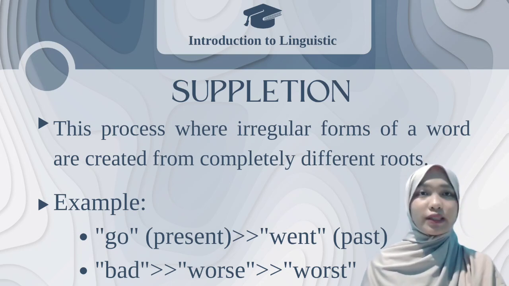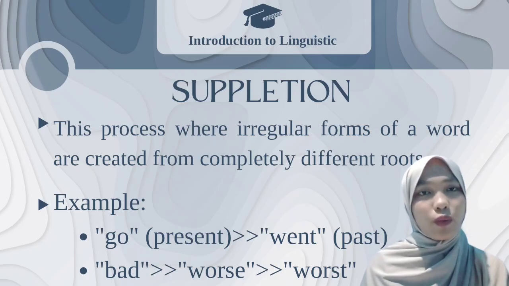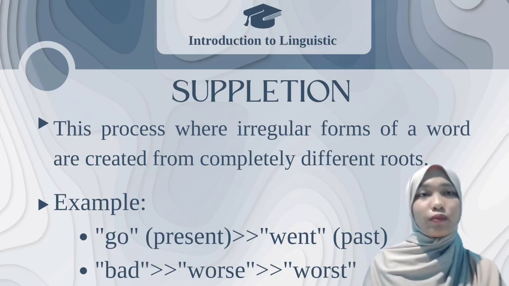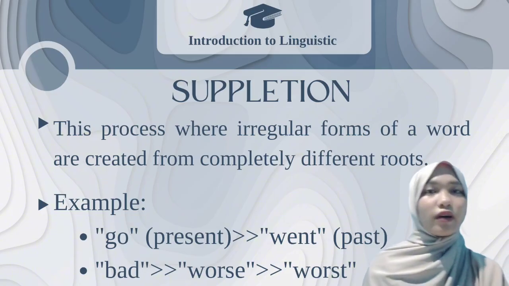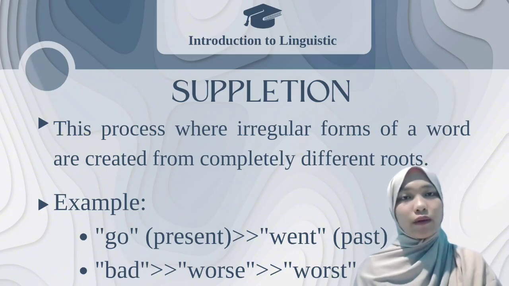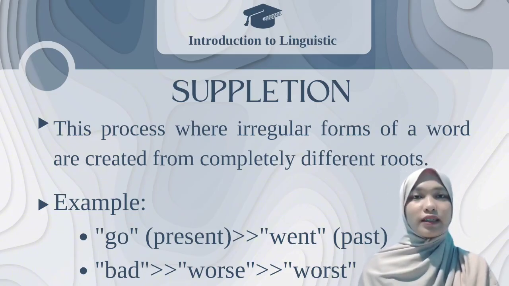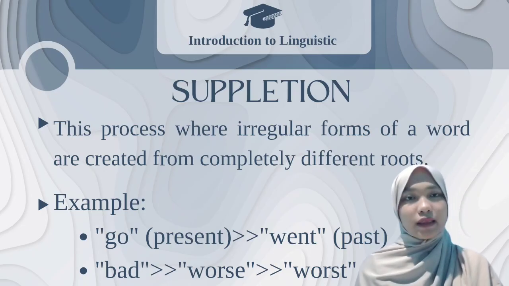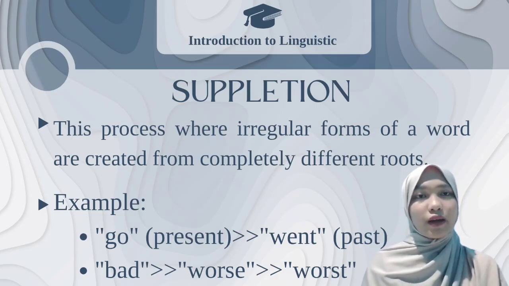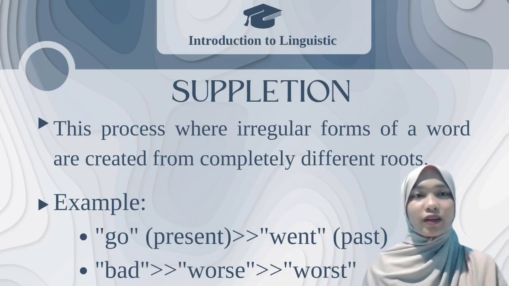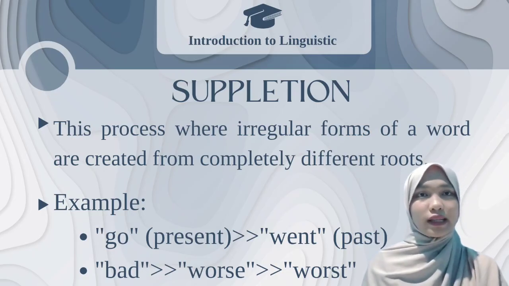So, the last type of morphological process is suppletion. Suppletion is the process where irregular forms of a word are created from completely different roots. For example, go becomes went, and another example is bad becomes worse. So they are different roots.